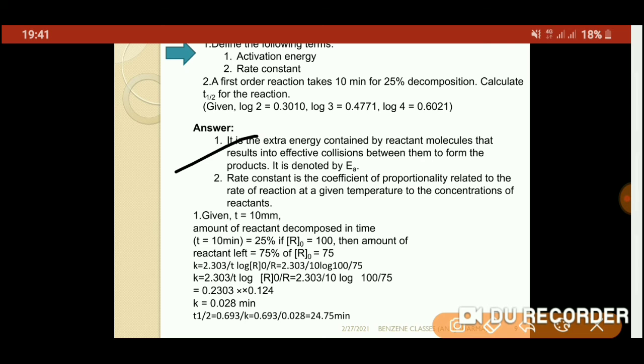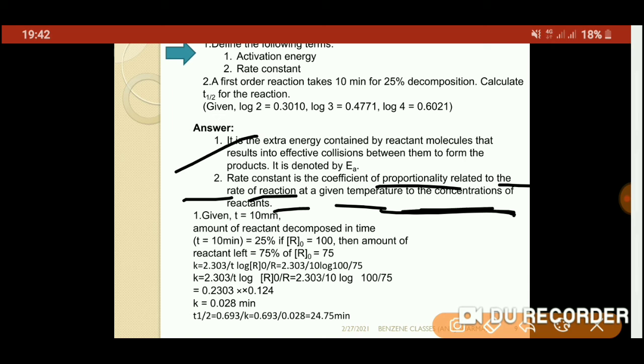This is the activation energy. You can check the definition also in the NCERT. So what is the rate constant according to the question? Rate constant is the coefficient of proportionality relating the rate of reaction at a given temperature to the concentration of the reactants. So you can note down the definition of the rate constant here.